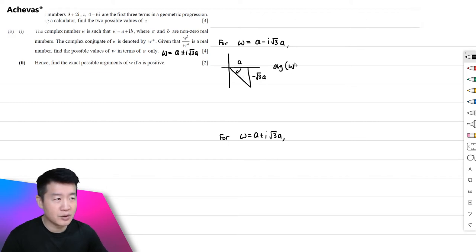So the argument of W for this case is going to be minus tangent inverse of square root of 3A over A. A can be cancelled, so it will be tangent inverse square root of 3, special angle. This is minus pi over 3. And as for this, you can definitely still try to sketch this on an Argand diagram, where it will be A and square root of 3A. You can also try to calculate the argument, or you can just see that these are conjugates of each other. So if the argument for this is minus pi over 3, that means the argument for this will be just positive pi over 3.